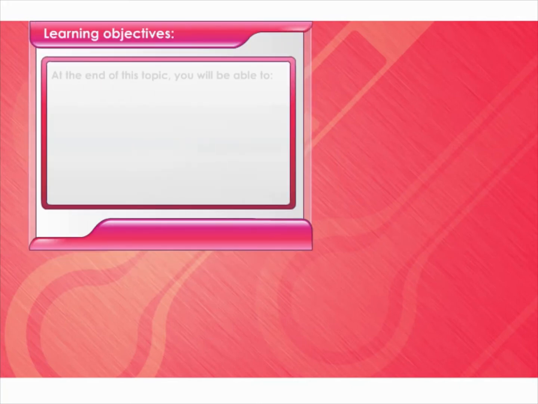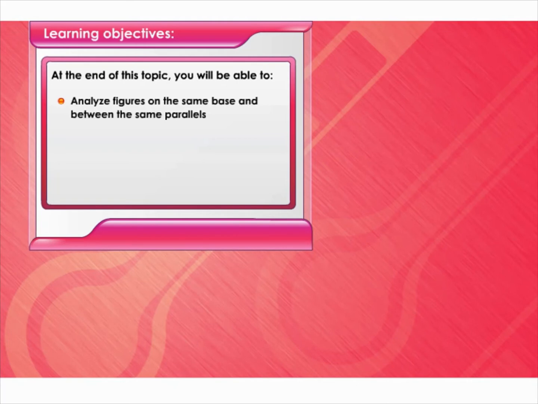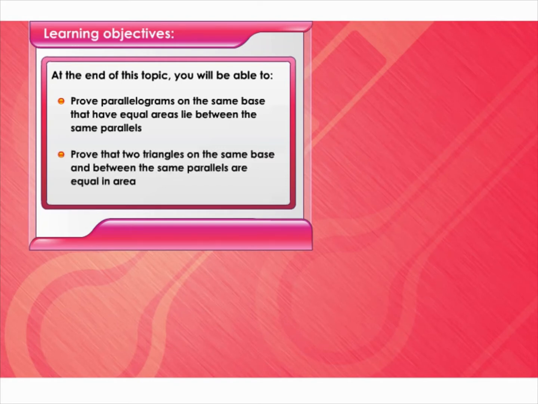Learning objectives. At the end of this topic, you will be able to analyze figures on the same base and between the same parallels, prove parallelograms on the same base and between the same parallels have equal areas, and prove that two triangles on the same base and between the same parallels are equal in area.